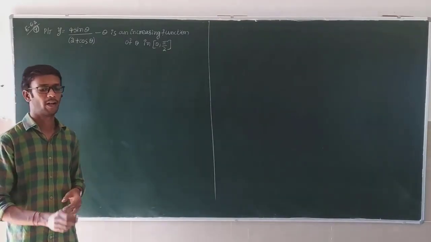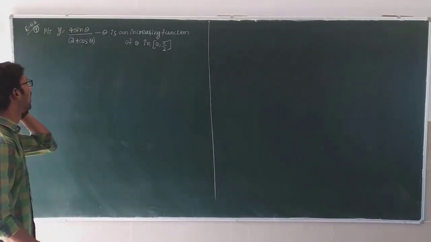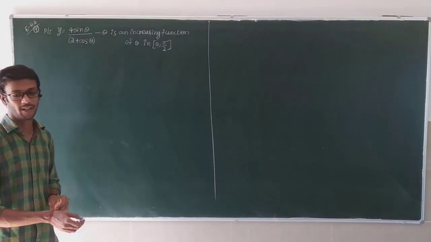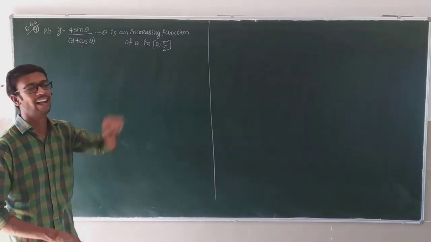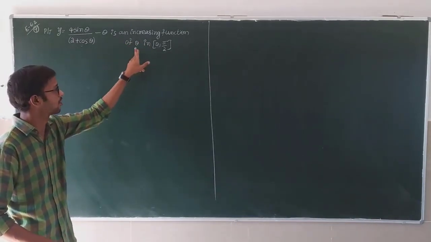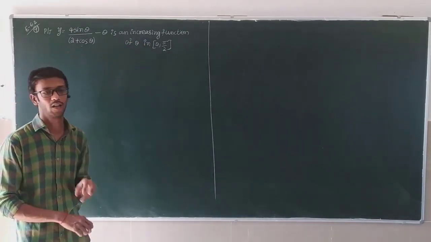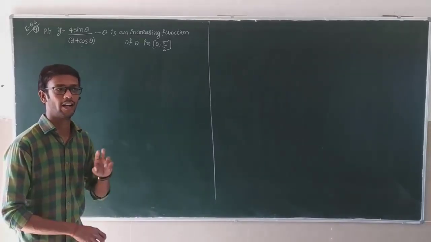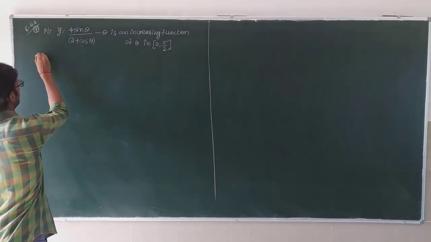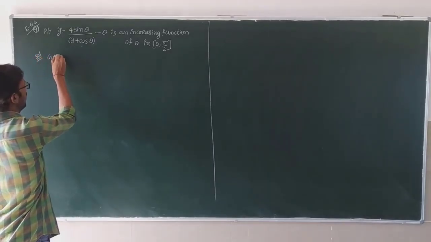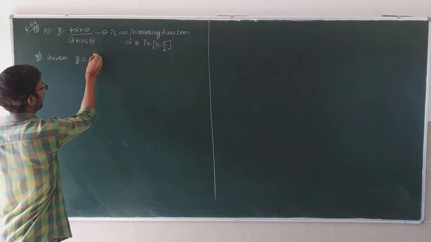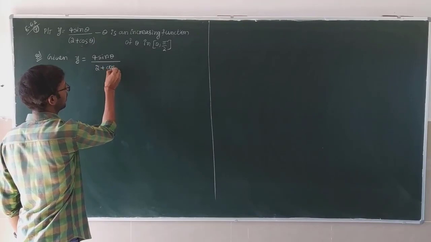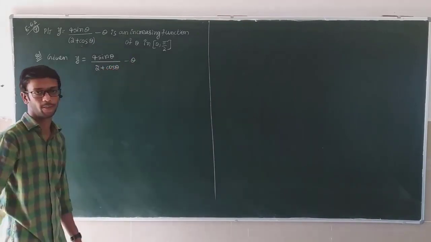Next, problem number 9. y is equal to 4 sin theta divided by 2 plus cos theta, minus theta, is an increasing function of theta in the closed interval. In that interval, it is an increasing function. You have to show this. This is the first type of problem. The solution is given: y is equal to 4 sin theta by 2 plus cos theta minus theta.